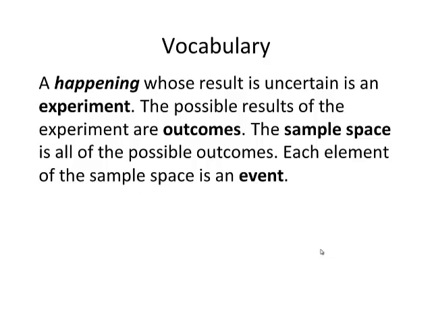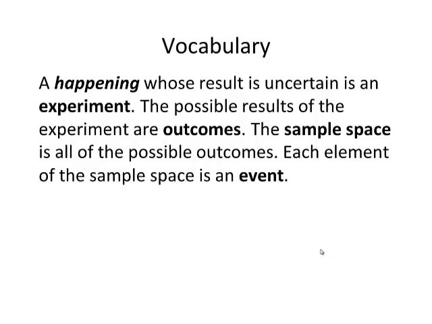A happening whose result is uncertain is an experiment. The possible results of the experiment are called outcomes. The sample space is all of the possible outcomes, and each element of the sample space is an event.